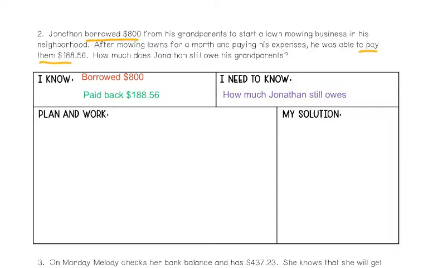Okay, so let's make a plan here. So let's look at our plan for this. So now he borrowed $800. So I'm going to write that as an integer, negative 800. And then it says he paid back 188.56. So what we're going to do here is we're going to make sure that we follow our rules for adding rational numbers, in this case decimals. And we're going to start by looking at the process for when we add or subtract numbers with different signs. So we're adding numbers that have different signs.